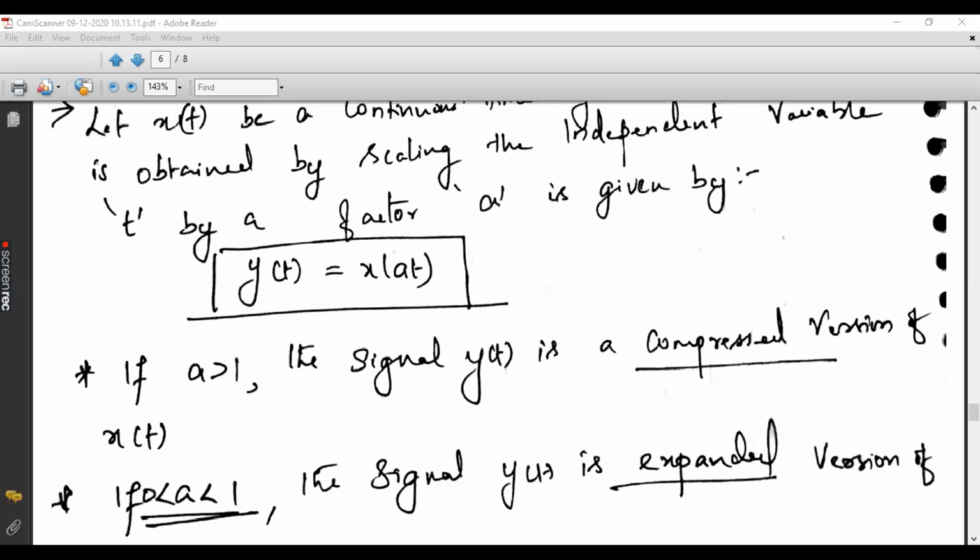I repeat, if you are putting x of 2t, then you need to compress the signal by 2 times or half times. If the value of a is less than 1 but greater than 0, in that case you are going to expand the signal. Suppose it is 0.5, which is nothing but half. So you are writing x of t by 2. In that case, you need to expand the signal by 2 times. Got the difference? If it is x of 2t, you are going to compress. If it is x of t by 2, you are going to expand. Any doubts with respect to these 2 points?